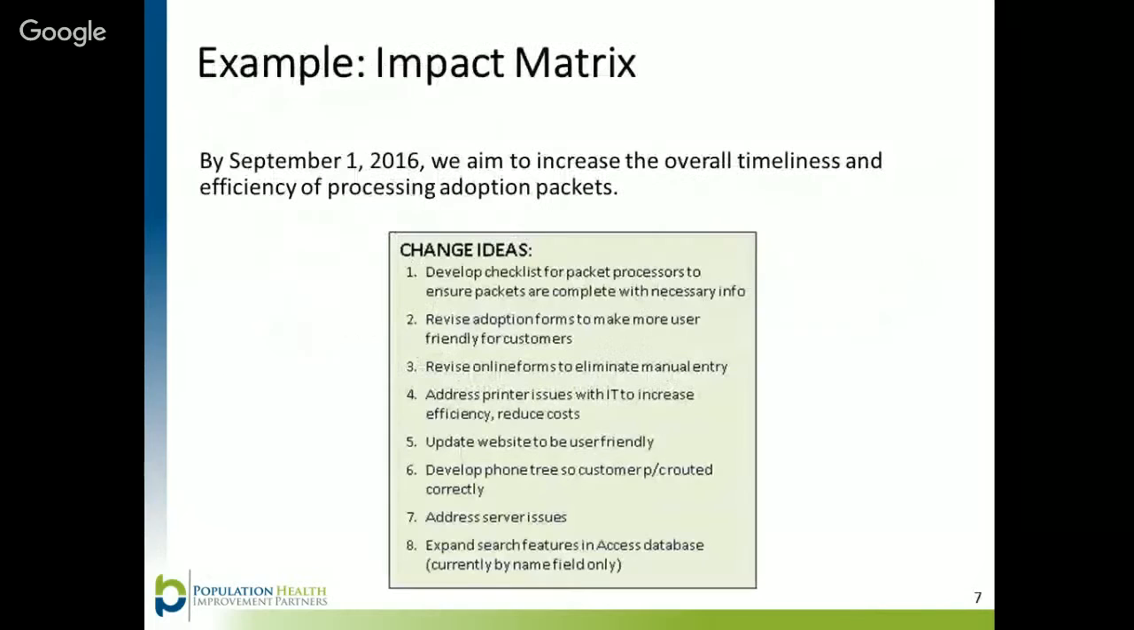Here's an example from an agency who processed adoption packets and were looking to improve efficiency. Note that the ideas are clearly listed and numbered for clarity. The ideas are then discussed among team members and added to the matrix based on the impact and difficulty to implement.